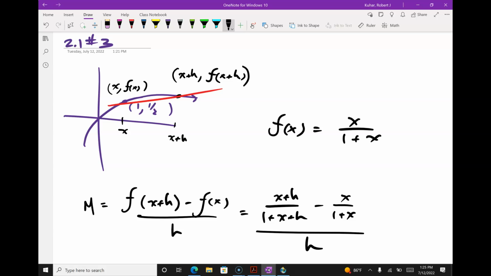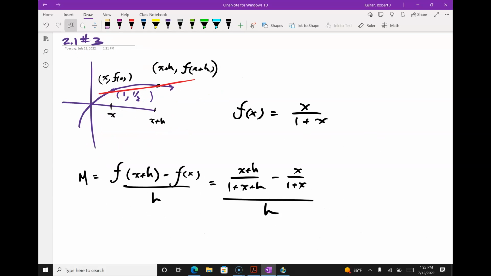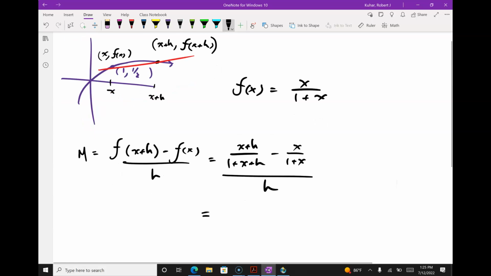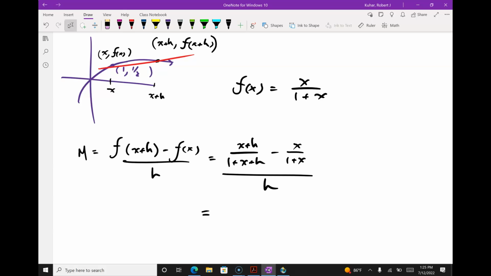Now, I know x and I know f of x, don't I? 1 and 1/2? Yes? So I get 1 plus h over 1 plus 1 plus h minus 1/2, all over h.